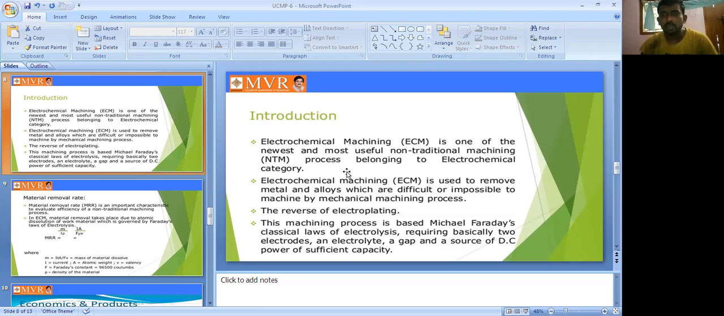Electrochemical machining is used to remove metal. Which kind of material can be removed? Alloys which are difficult or impossible to machine by mechanical machining processes. Different kinds of materials can be used here.